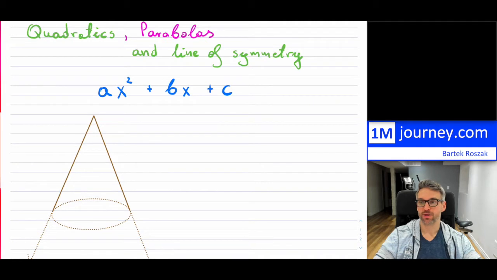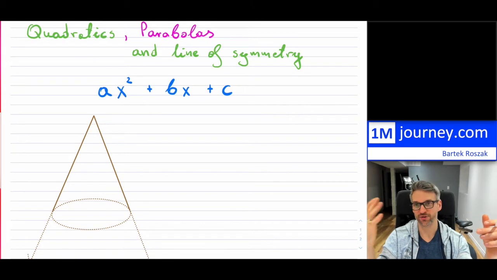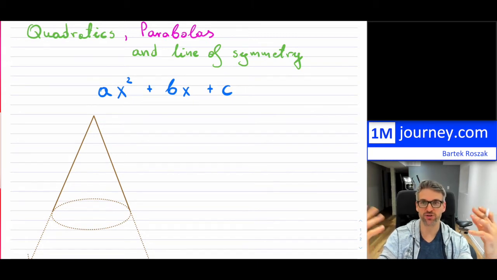Once you have your quadratic, your actual expression, which we're going to turn into a relationship between y and x, where x is your input and y is your output, if you graph it out, there's a nice way of finding the line of symmetry in your parabola. Let's see how to do that.